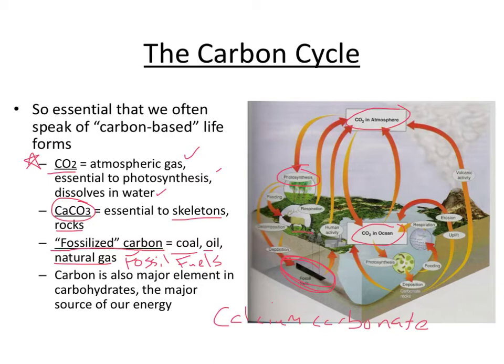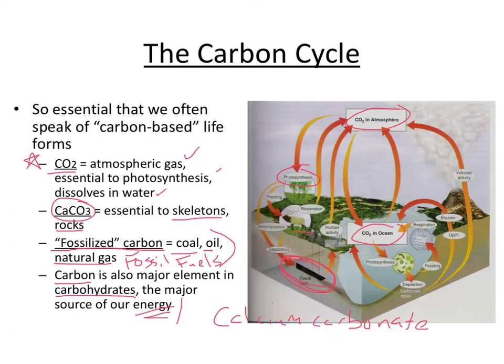Now, as we already learned, carbon is also the major element in carbohydrates, and so that's another solid form that we can see in living things and the major source of energy for living things. So fossil fuels are a major source of energy for the planet, and for us, having things such as electricity, while carbohydrates are your major type of carbon that we see for the energy of living things.